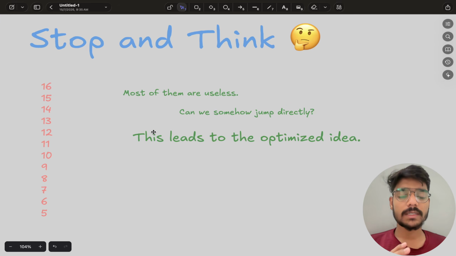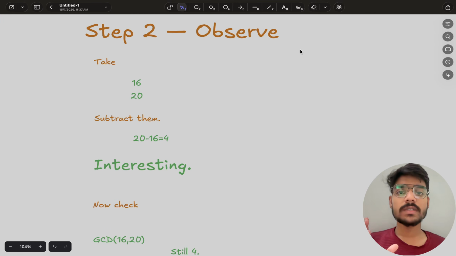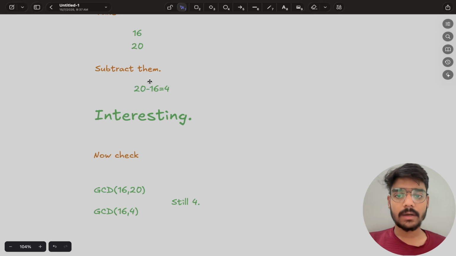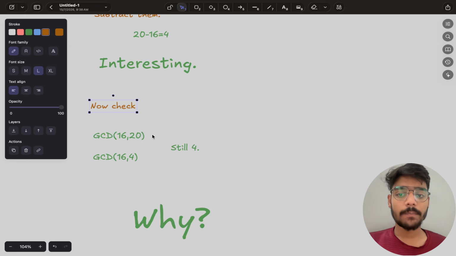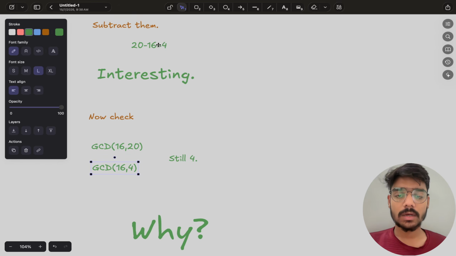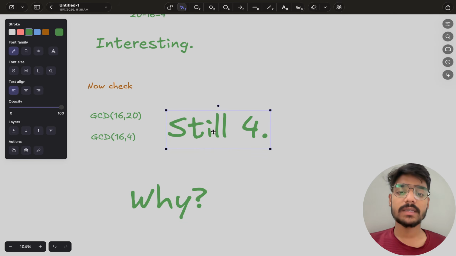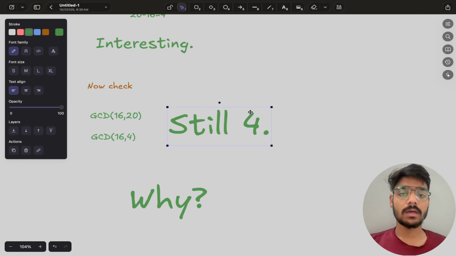This led to the optimizing idea of decreasing the number of iterations. Now start the observation: how can we reduce the number of steps? Taking 16 and 20, let's subtract them. After subtracting 16 from 20, we have 4. Interesting, right? Now check: the GCD of 16 and 20 is 4, but the GCD of 16 and 4, which comes from subtraction, is still 4. Why is this happening? Why is the decreased pair also giving us the answer?